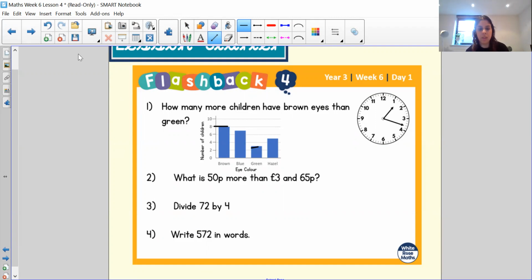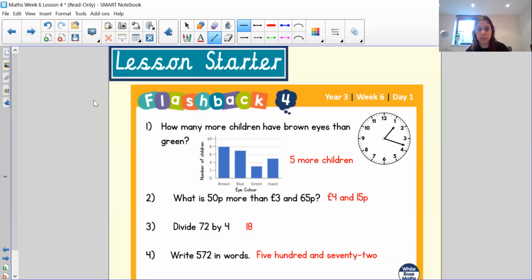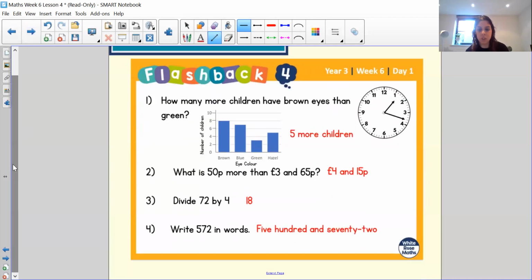Okay, so hopefully you've done those 4 questions. Let's have a look at the answers. So like I said, it was 5 more children. 50p more than £3.65 is £4.15. So remember, there's 100 pennies in a pound. So if you needed to, you could do 365 pence, which is £3.65 as pence, and add 50p. That would get you 415, which is £4.15.